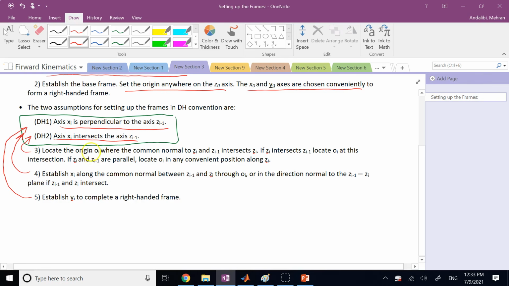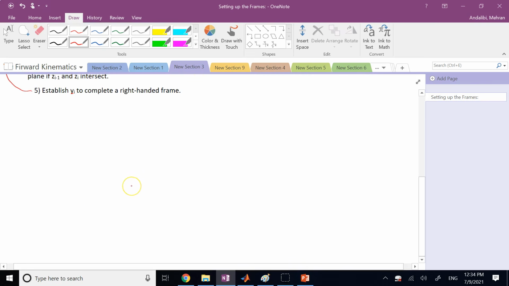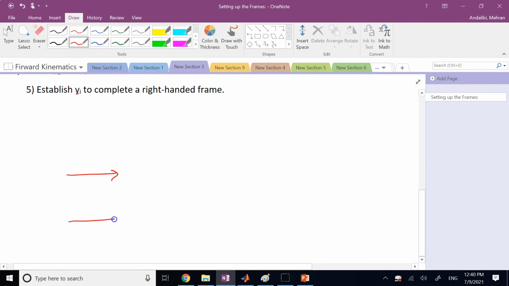What is that? It says there are several scenarios that can happen between the subsequent z's. Either the subsequent z's intersect, or the subsequent z's are what? Parallel, or the subsequent z's could be skew. So there are 3 scenarios between each 2 subsequent z's. So let's say z1 and z2. Either they are parallel, like this.